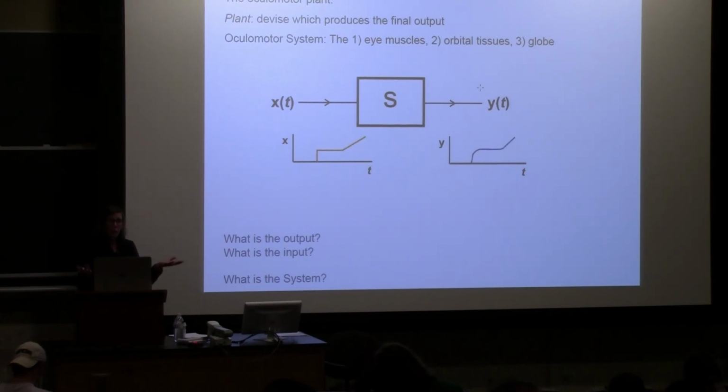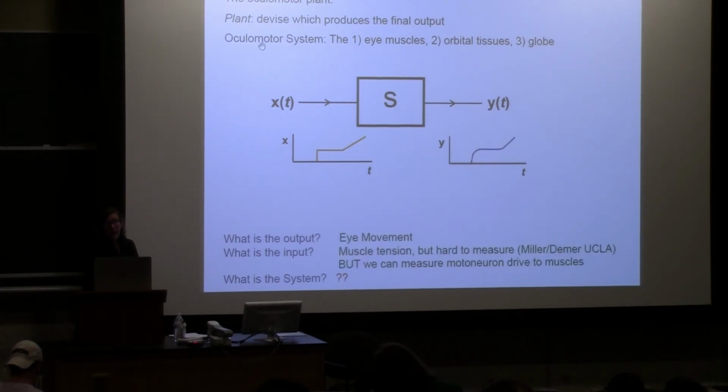So if you think of the case of the ocular motor plant, the question is, what is the output? The output would be an eye movement, right? And the system is the eye muscles, the tissues around the muscles, the orbital tissues, the globe itself, its mass. That's the system. And then the input would be muscle tension, right? What's pulling on the eye. But that's difficult to measure. You can put little strain gauges in, but those actually muck up the eye movements. People have tried that. Joe Miller at UCLA has tried that. But what we can do is actually measure the motor neuron drive to the eye.